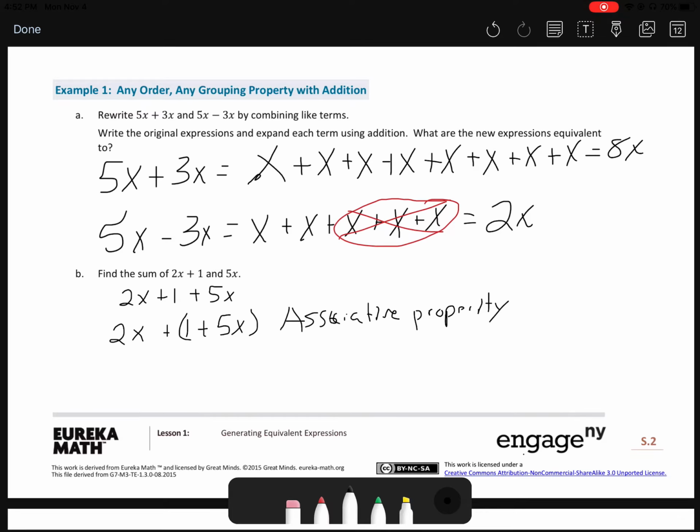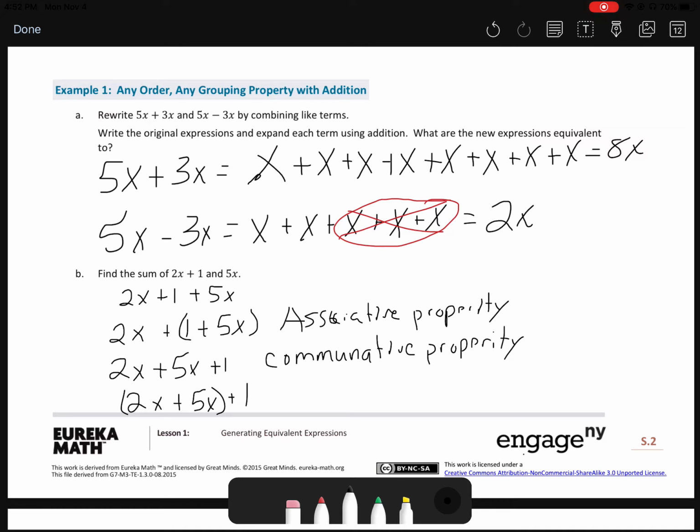Now let's use the commutative property. And remember, with the commutative property, I can rearrange my order if they are all the same sign. I'm adding everything together, so I can change the order around with the commutative property. Then I can use the associative property again and tell me that I want to do these two first.